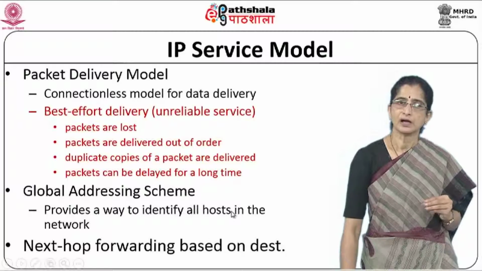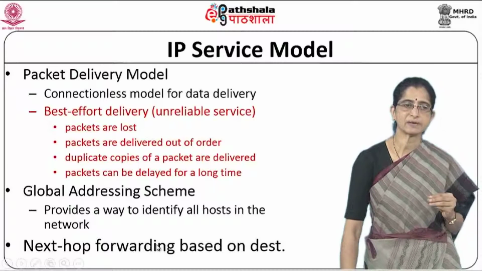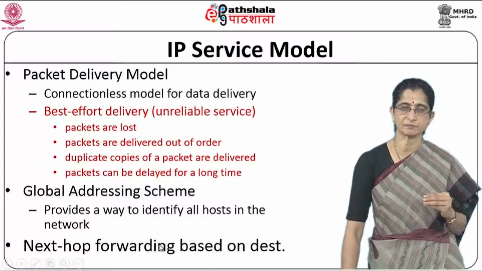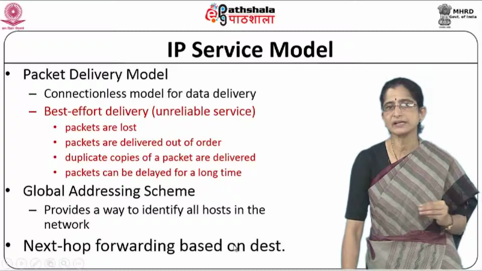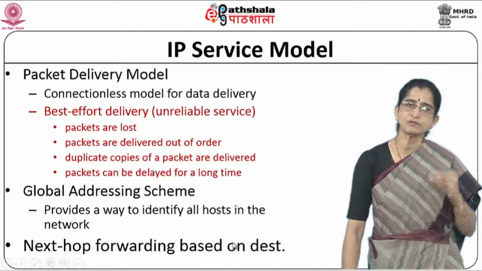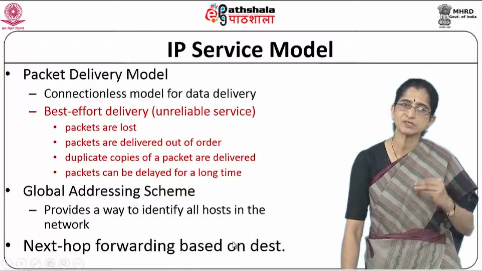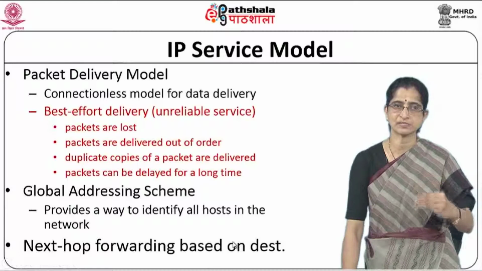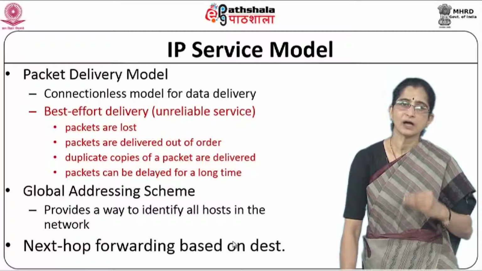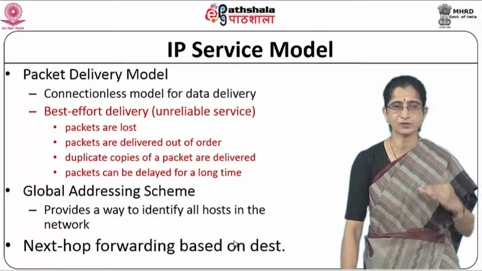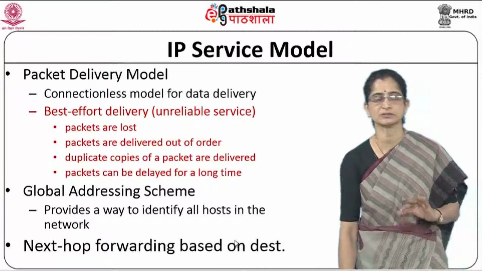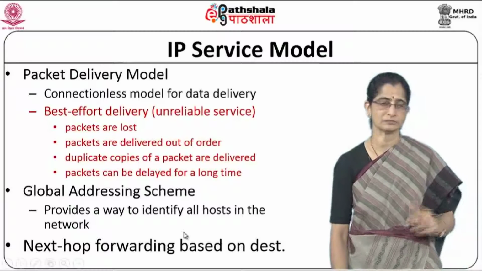Okay. And the forwarding model that it supports is a next hop forwarding model, that is based on the destination value which is there in every packet. Every router will determine which is the next hop on which this packet has to be sent. So, it is a hop based decision that takes place at every router. Of course, it is based on the destination address. Okay. So, this is the basic service model of IP. Okay. So, we will see how this service model actually spans out.